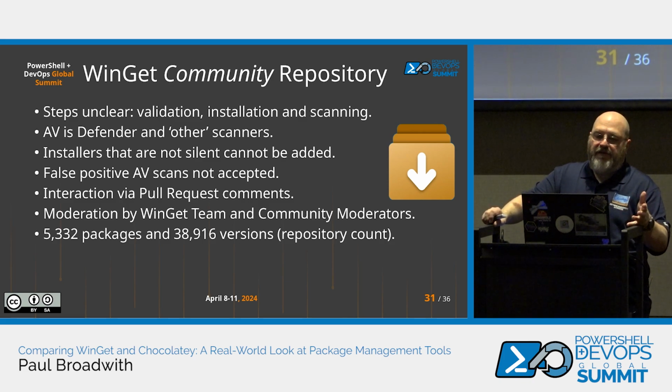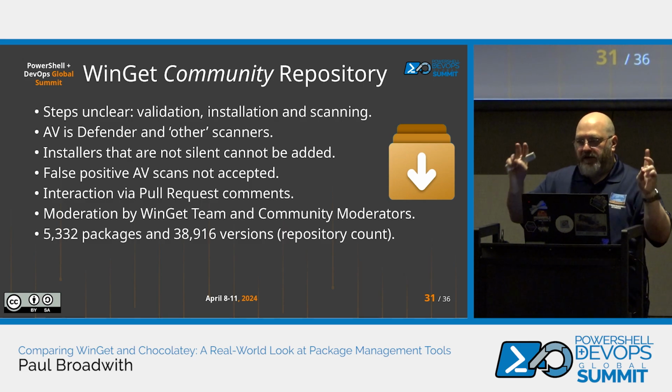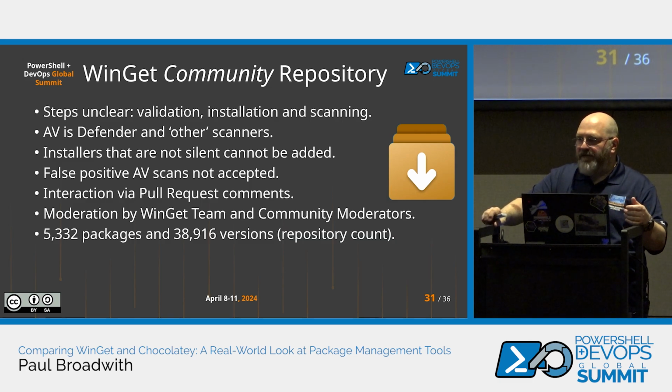But the steps are unclear for the validation, installation, and scanning. I didn't really know what went on. The antivirus it uses is Defender, and other scanners didn't really give you any more information than that. But then it talks about later on, if you have a false positive, submit it to Defender. So what about the other scanners? So I got confused there.